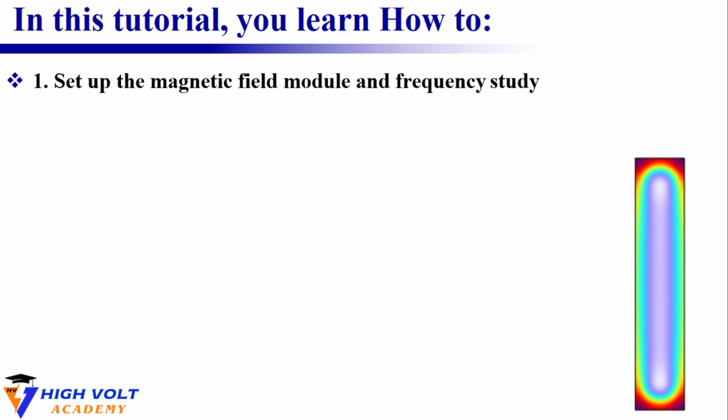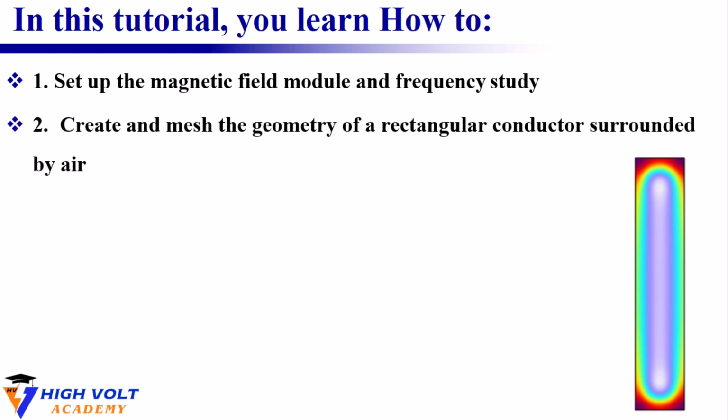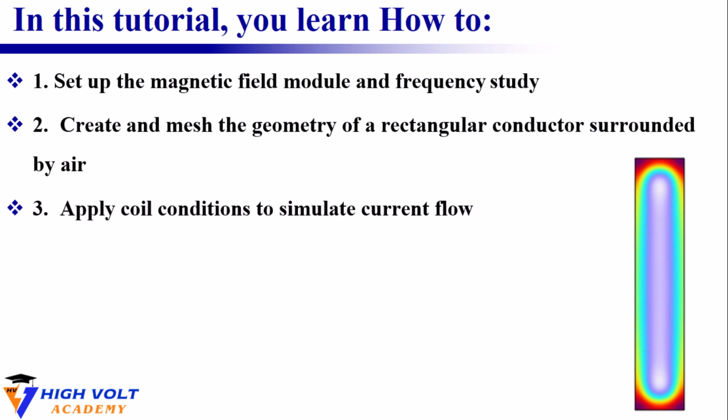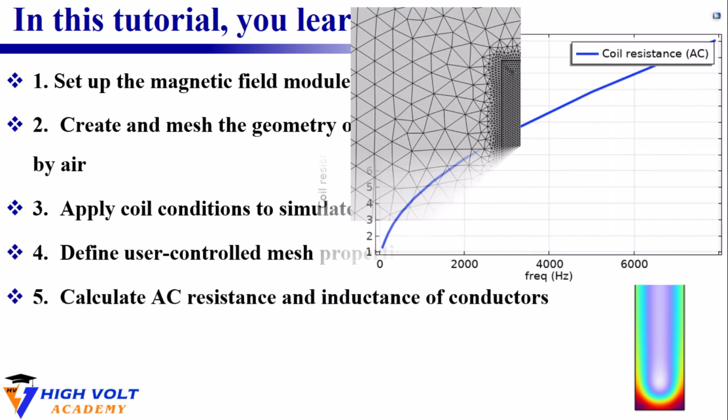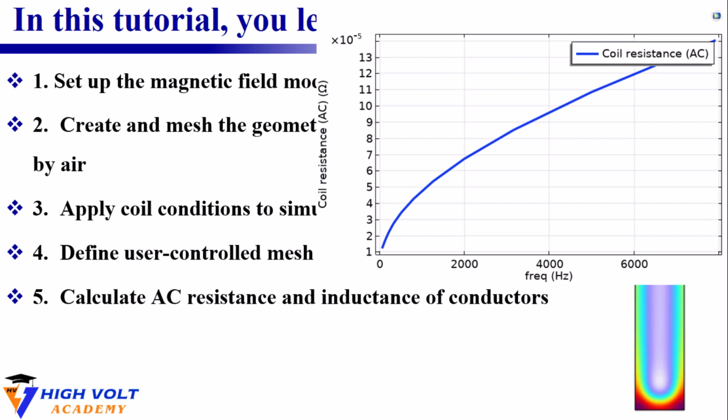In this tutorial, you learn how to set up the magnetic field module and frequency study, create and mesh the geometry of a rectangular conductor surrounded by air, apply coil conditions to simulate current flow, define user-controlled mesh properties, and calculate AC resistance and inductance of conductors. Let's begin.